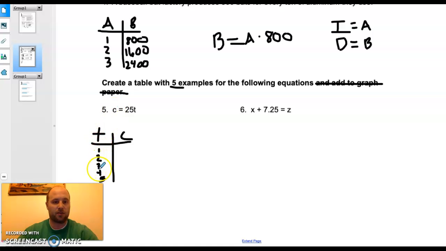So all your 1, 2, 3, 4, 5 is going to go for your T. All you're going to plug is 1 for T. So 25 times 1 is 25. Okay, 2 times 25 is 50. All right. So good luck. Don't forget to do the last page. Rock and roll. Ask questions. Enjoy. Okay.